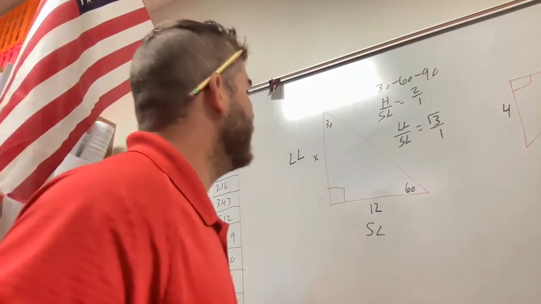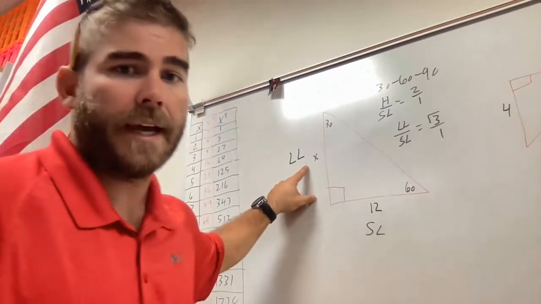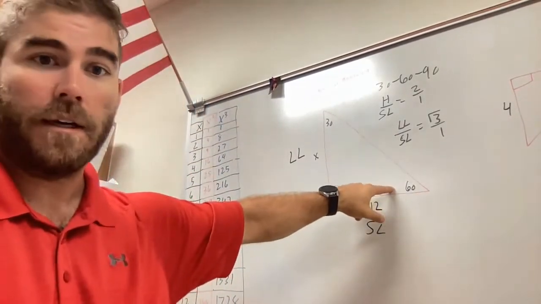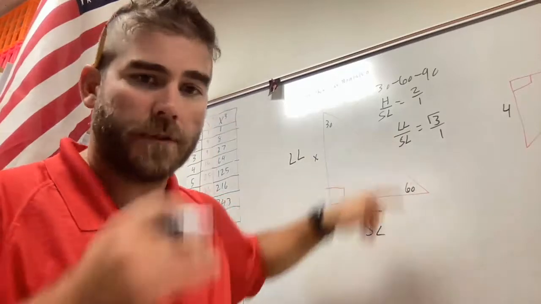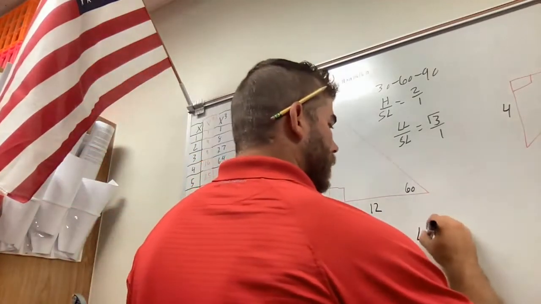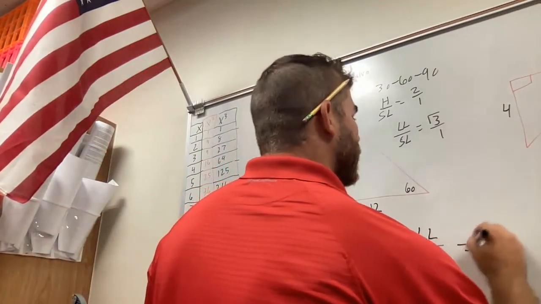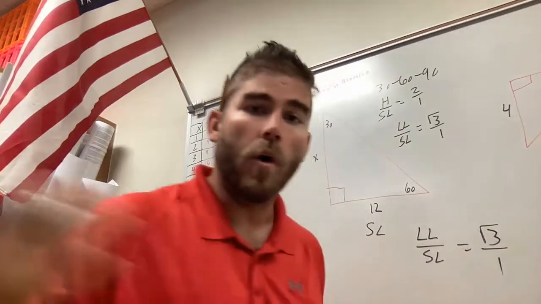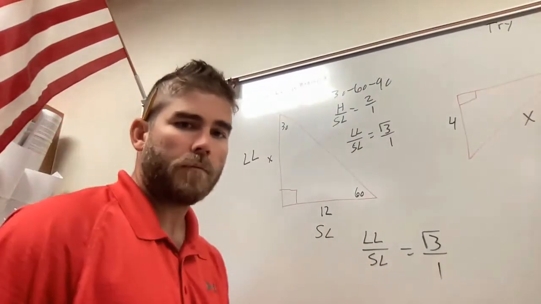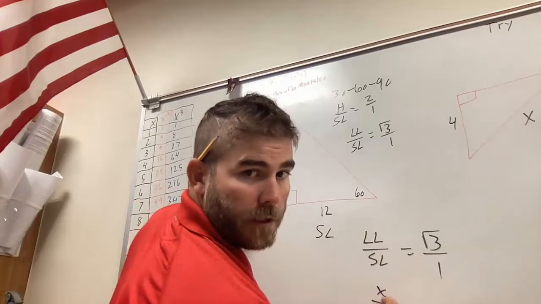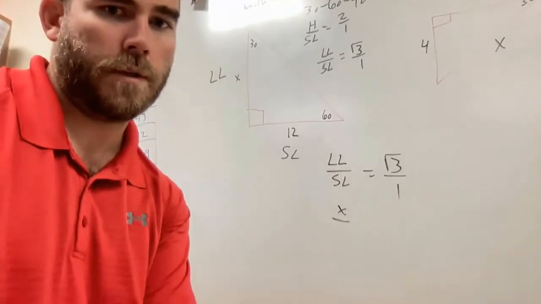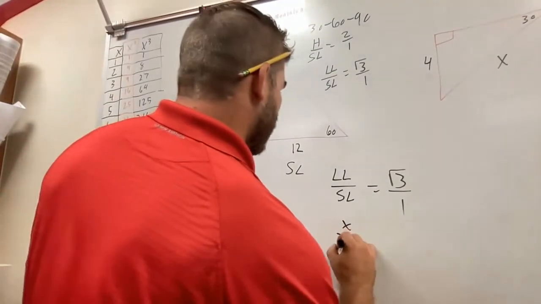So we want to find the long leg here, the x value, which is across from the 60. I'm given my short leg. So if I want to find my long leg, I need to use this formula, which is long leg over short leg equals radical 3 over 1. So I'm going to fill this in. My long leg is my x, I don't know what that is, and my short leg is 12.